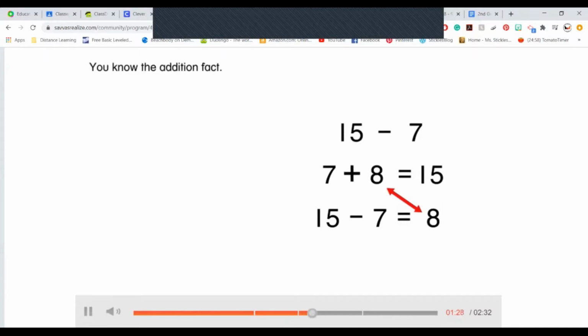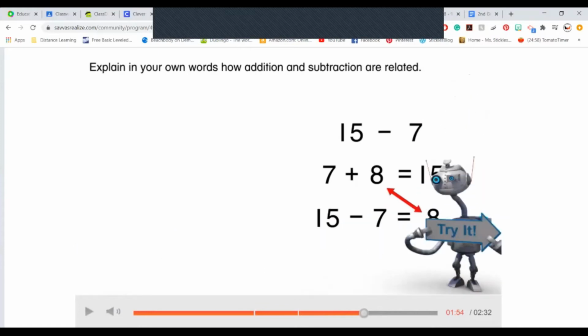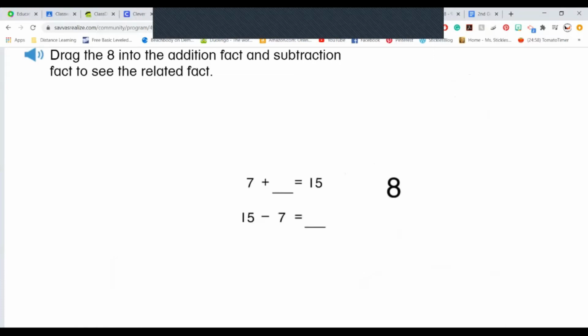You know the addition fact. The addition fact is 7 plus 8 equals 15. So you also know the subtraction fact. The subtraction fact is 15 minus 7 equals 8. Explain in your own words how addition and subtraction are related. Let's go try it together. Drag the 8 into the addition fact and subtraction fact to see the related fact.